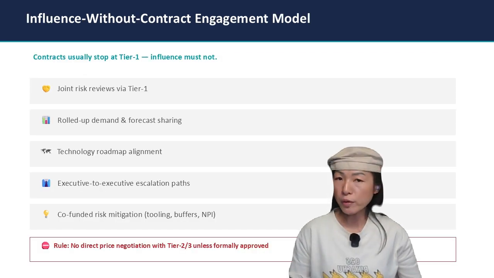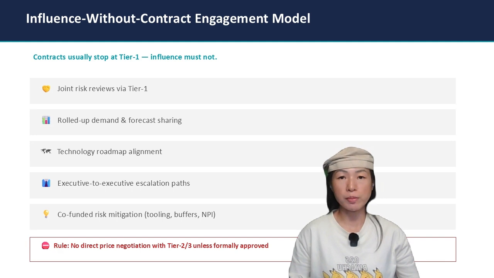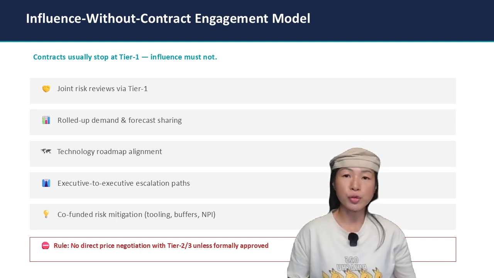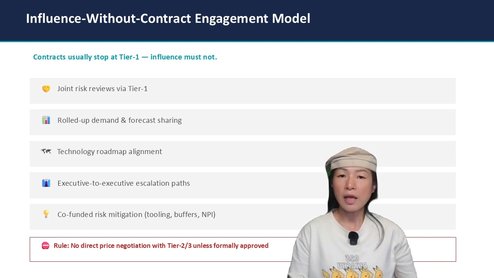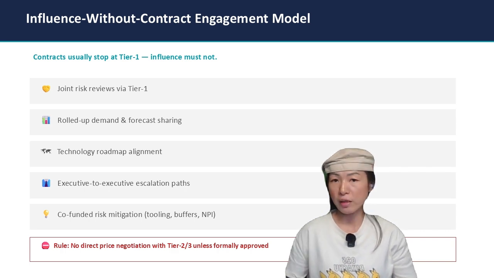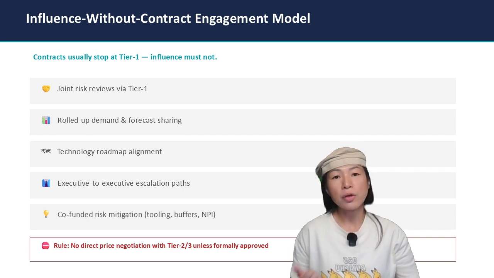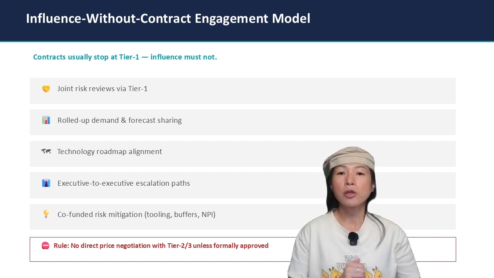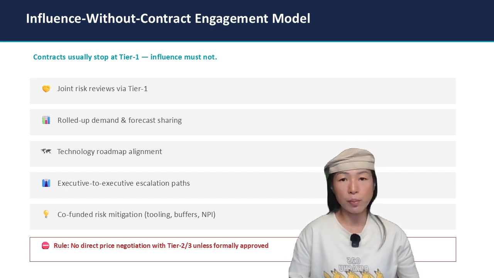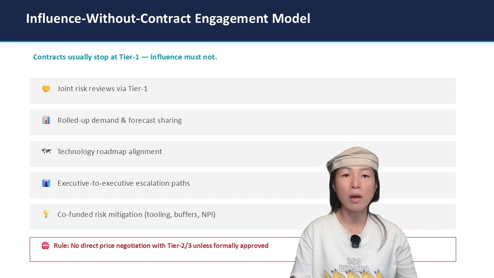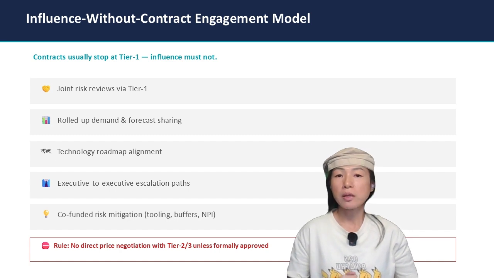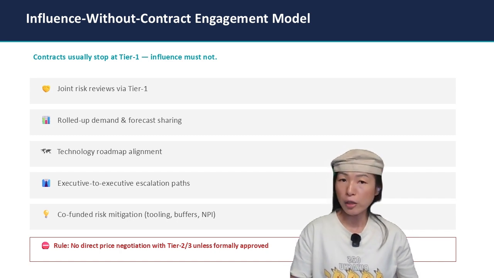This is one of the most important concepts in sub-tier management. How do you govern suppliers you do not have contracts with? The answer is influence without contract. Through your Tier 1 suppliers, you can conduct joint risk reviews, share roll-up demand forecasts to reduce the bullwhip effect, align on technology roadmaps, establish executive escalation paths for crisis situations, and co-fund risk mitigation such as tooling investments or MPI support. The critical boundary is clear and non-negotiable.